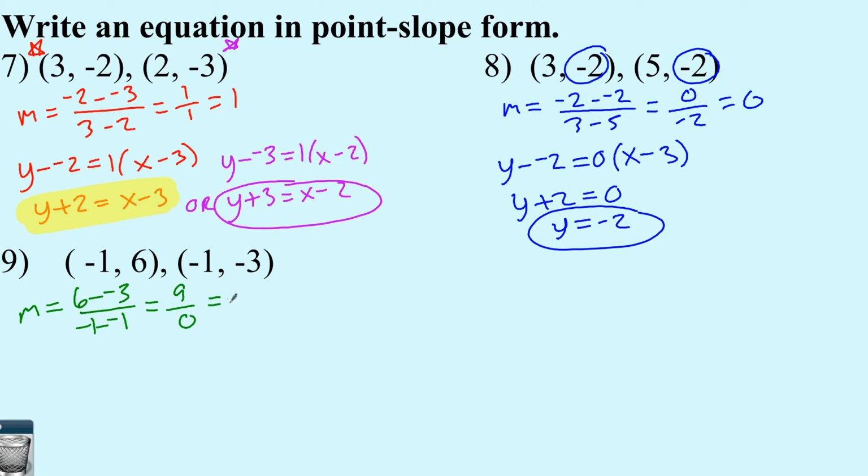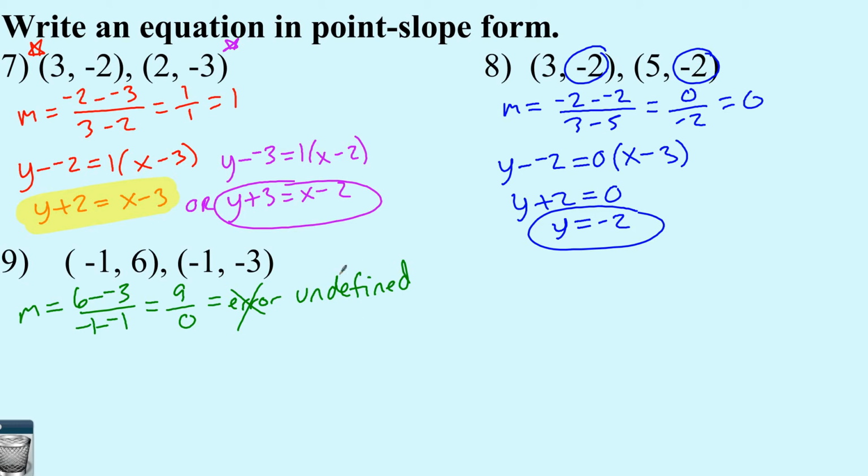So that, we don't write error. That's not how we do this, okay? We would write undefined. Because think about what this is talking about. It's a slope. If a slope doesn't make sense, it's undefined. Okay? So, undefined slope, that means it's vertical.